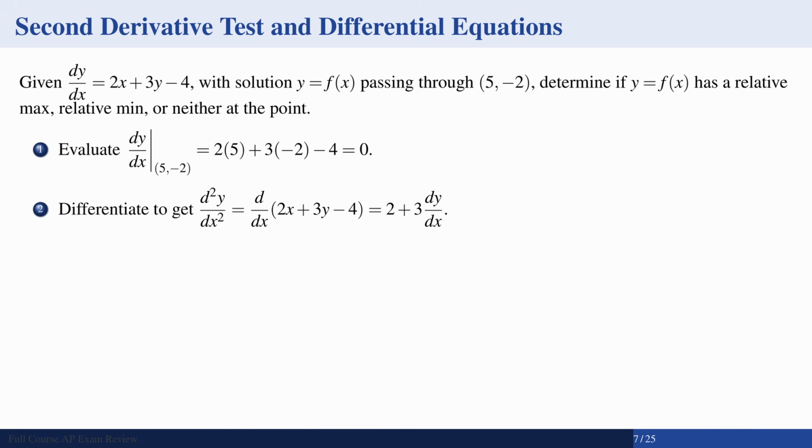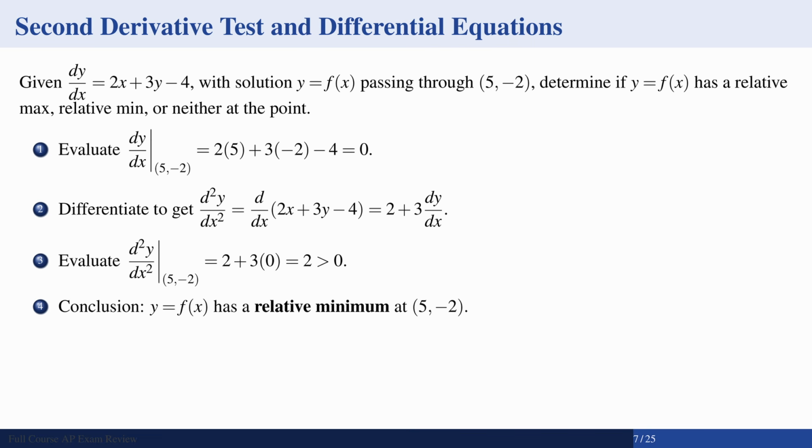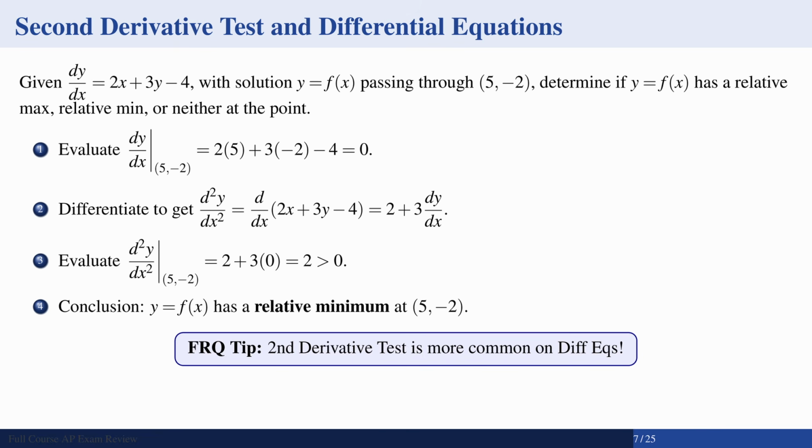Once you have dy/dx is 0, you need the second derivative. So we basically just do what we did last time, right? We're finding the derivative with respect to x of 2x plus 3y minus 4, which gives us 2 plus 3 dy/dx because the derivative of y is dy/dx. We already know dy/dx is 0 at the point we're interested in, so I'm not going to substitute in again, but if you did, that would be fine. I'm just going to say the second derivative is 2 plus 3 times 0, which is the value of dy/dx, which is 2, which is greater than 0. And since we have a horizontal tangent line and we are concave up, that must be a relative minimum. So you're going to be using the second derivative test with differential equations kind of a lot.